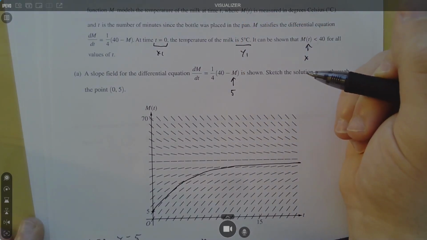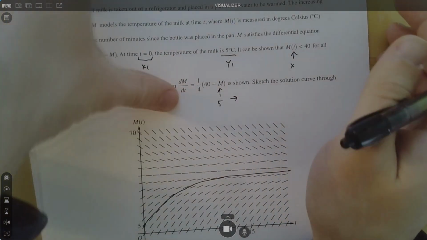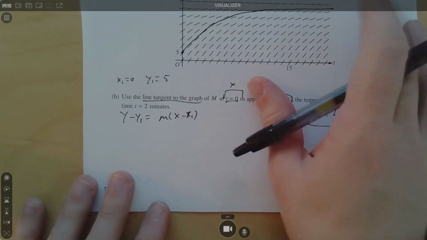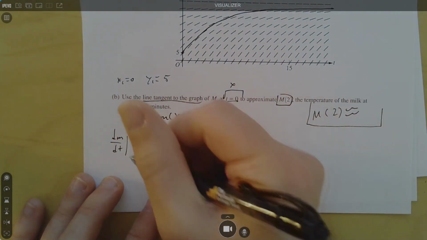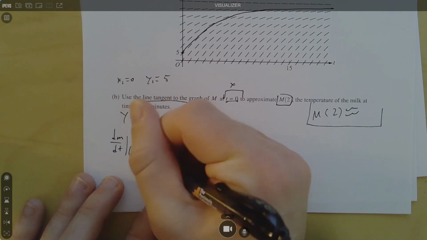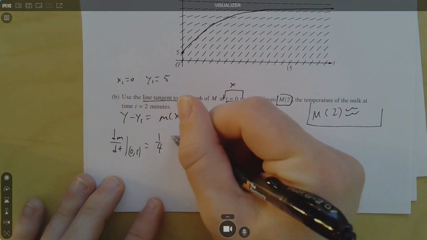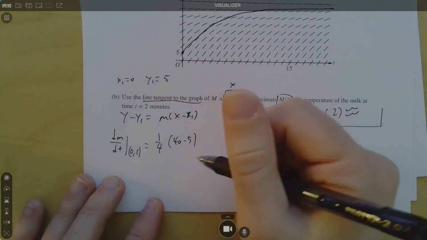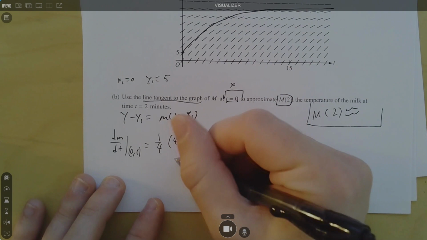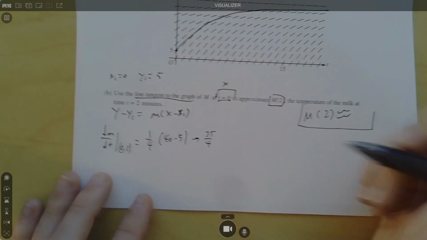Okay, so I'll do it down below. dm/dt at 0.5 is going to be 1/4 (40 minus 5). No, there's no t there at all, because it's not in the differential equation. So it's going to be 35/4. Now I can write my equation.